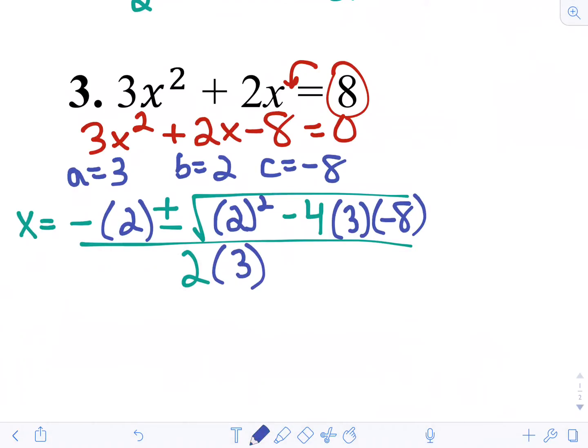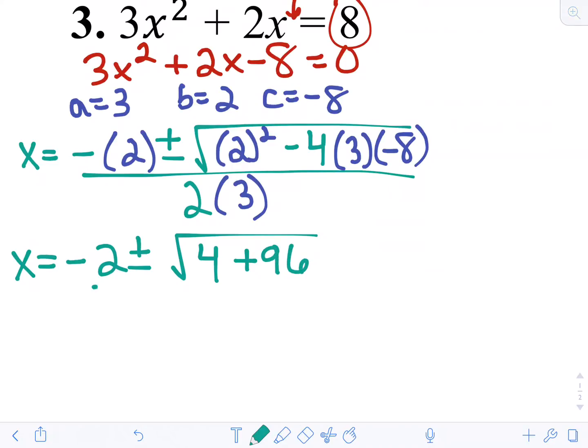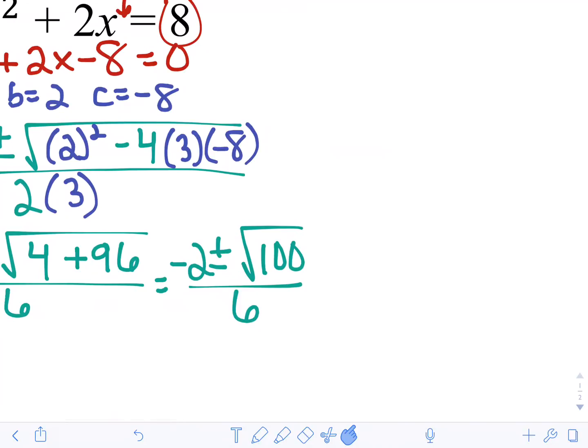So once you get here, it's just simplifying till you get your final answer. So x is equal to, that's just a negative 2, plus or minus square root, 2 squared is 4. Negative 4 times 3 times negative 8 will give you a positive 96. And 2 times 3 is 6. So this is negative 2 plus or minus the square root of 100 over 6. So that will give you negative 2 plus or minus 10, because the square root of 100 is 10, divided by 6.